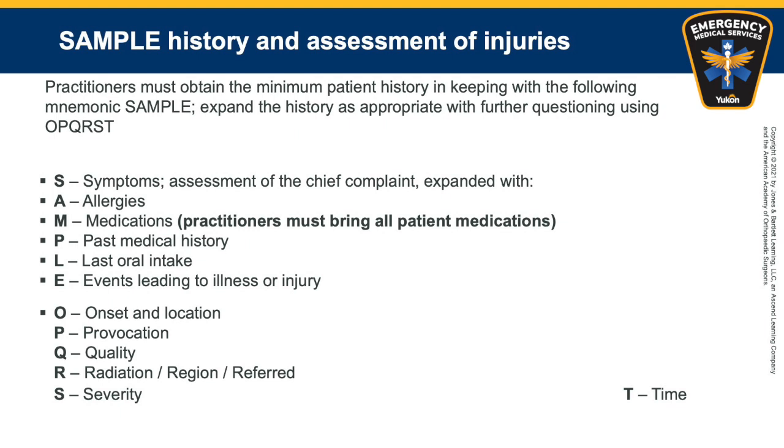Part of your assessment is going to be a SAMPLE history and an assessment of injuries. So we talk about SAMPLE quite a bit. It's your signs and symptoms of the injury. In this case, any allergies, any medications that they take, any past medical history, especially pertinent past medical history. When's the last time they had anything to eat, especially if there's a possibility that they're going to go to surgery. And then what happened to cause this.